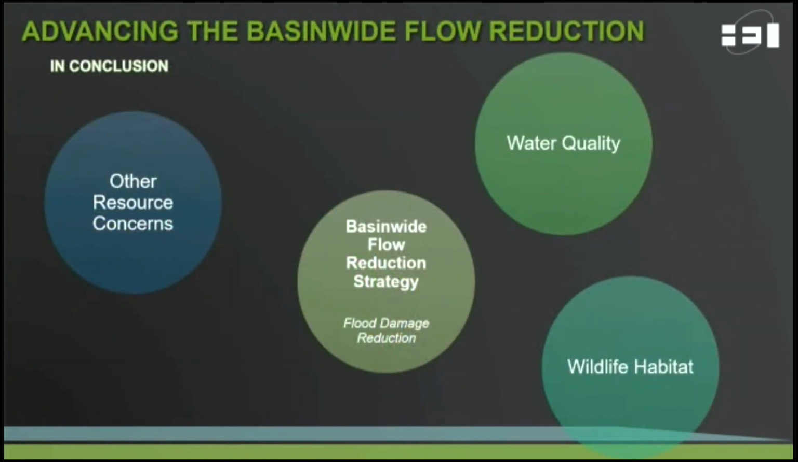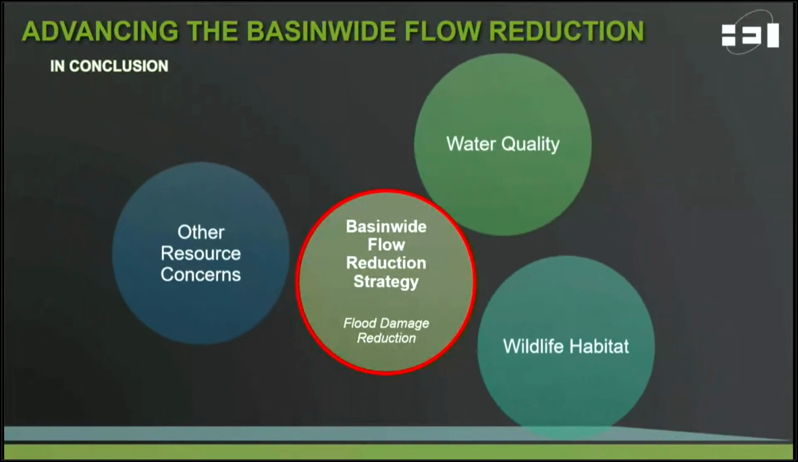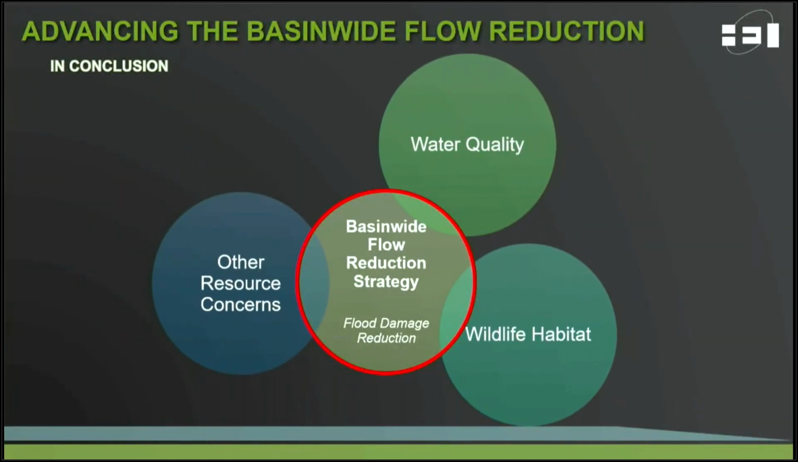So with that, in conclusion, we've been talking about flood control, and at the end we hit on these different resource concerns that exist in the watershed. I would maybe leave everybody with a challenge as we work through this. We're really working towards a basin-wide flow reduction strategy, but as we get into the weeds of what implementation looks like, we really need to be thinking about what other opportunities might exist to address some of the other resource concerns within the basin.